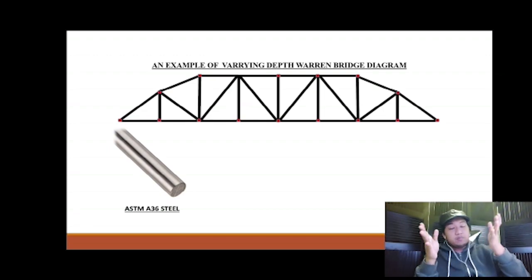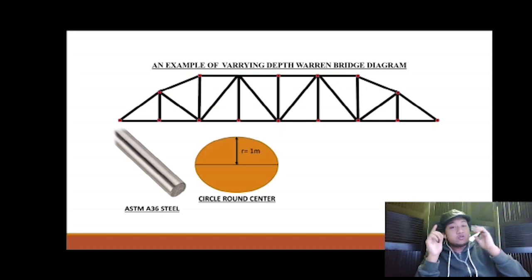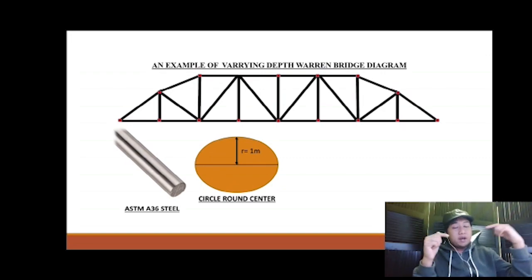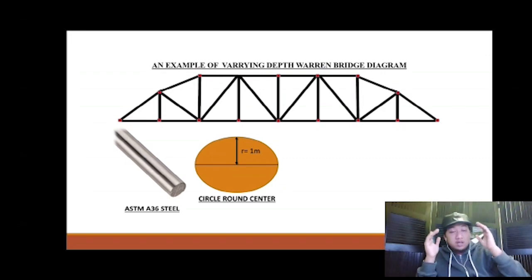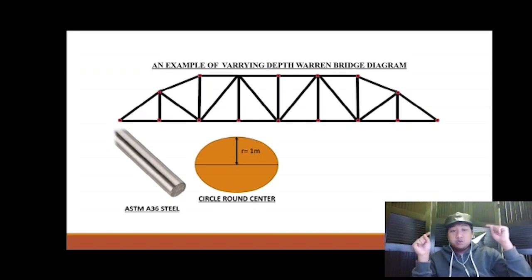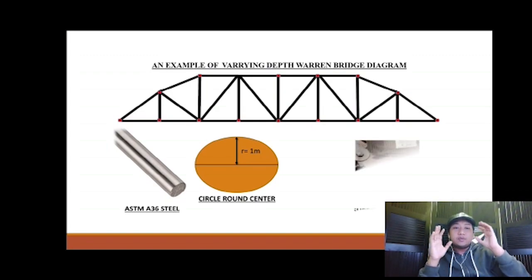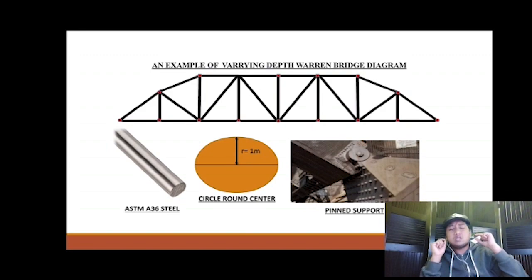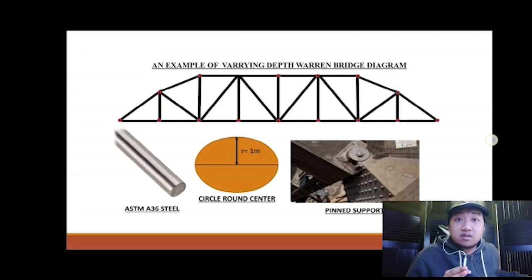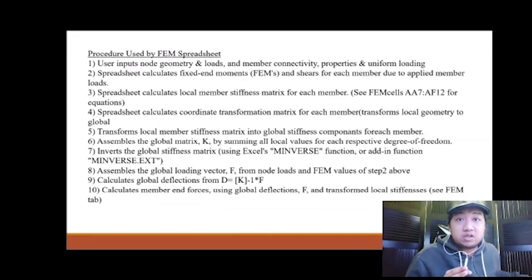As for the design of the members, we decided to use a circular cross-sectional area. It is because a circle is known to have a high tolerance and distributes the force applied on it evenly. Next, the type of support that we use in this bridge is pin support. The reason why we use this support is because it has the ability to resist the applied force in other directions. Next, the procedure used by the FEM spreadsheet.